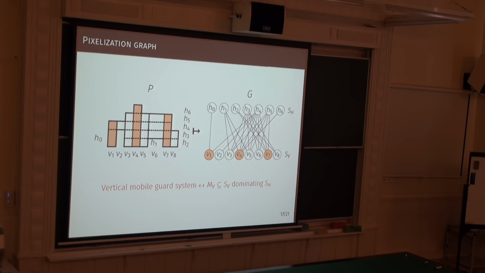Okay, and one more thing. So what is a vertical mobile guard system now? If each of the horizontal slices is intersected by a vertical guard, then it is indeed a covering system, a covering vertical mobile guard system of the polygon. And so you get that the systems correspond to subsets of the bottom class which dominate each vertex in the upper class.